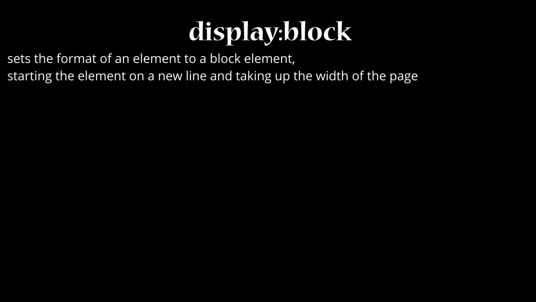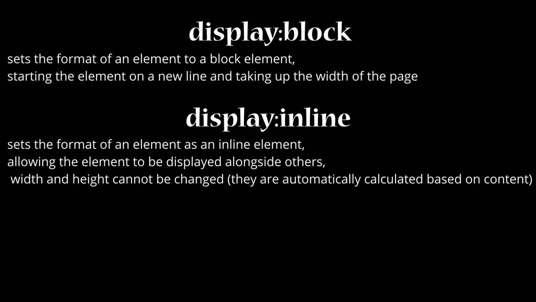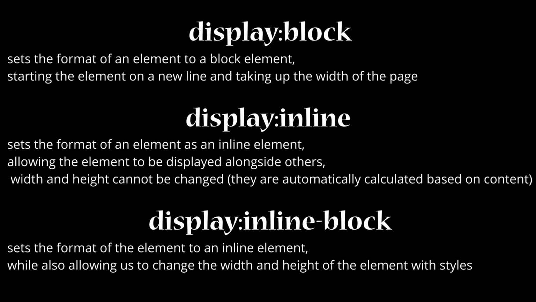Display block sets the format of an element to be a block element, starting the element on a new line and taking up the full width of the page. Display inline sets the format of an element as an inline element, allowing the element to be displayed alongside others. Width and height cannot be changed. They are automatically calculated based on content. Display inline-block sets the format of the element to an inline element while also allowing us to change the width and height of the element with styles.